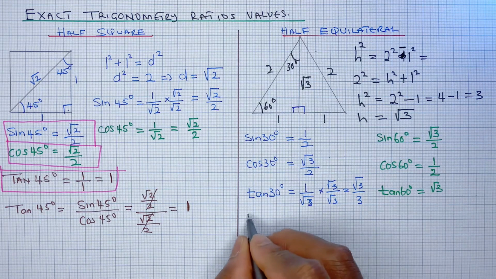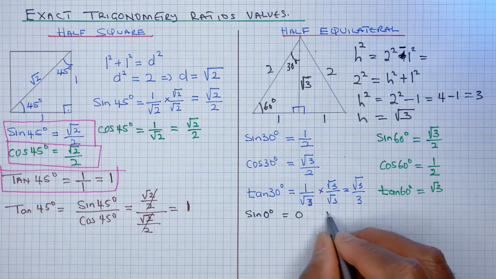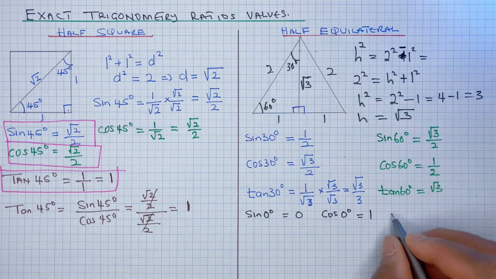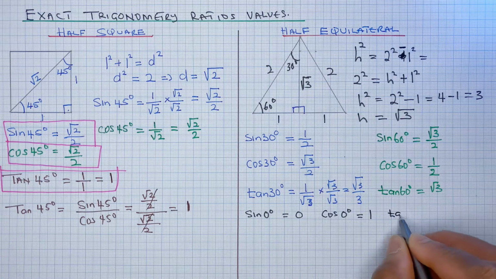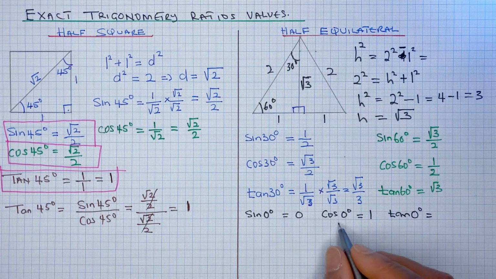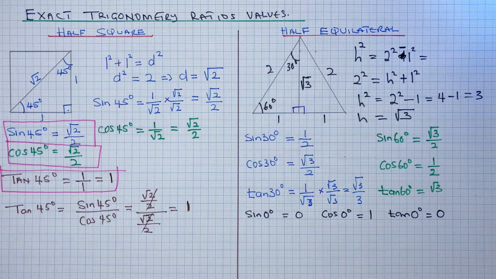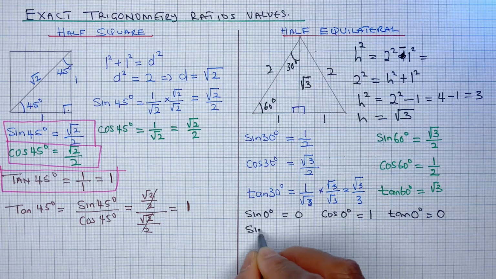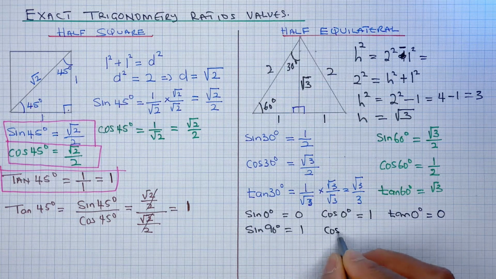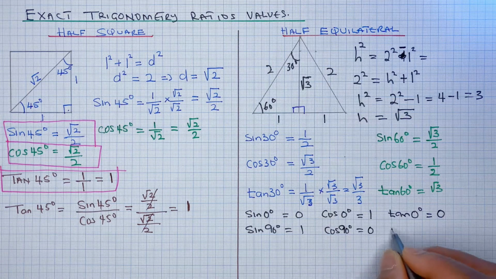Okay, we know also that sine 0 degrees is 0, cos 0 degrees equals 1. Therefore, tan 0 degrees, well, tan is sine over cos, which is 0 over 1, which is 0 as well. Sine 90, we know is 1. Cos 90, we know it's 0.